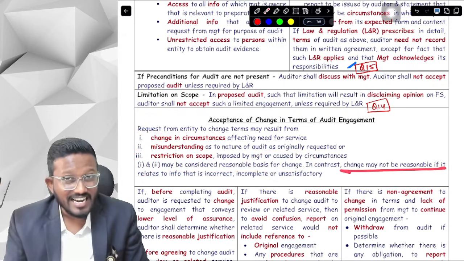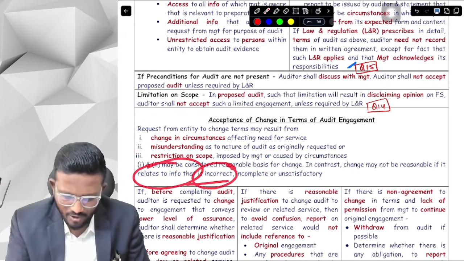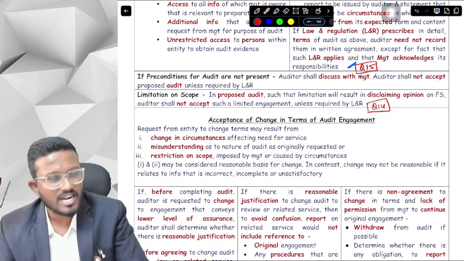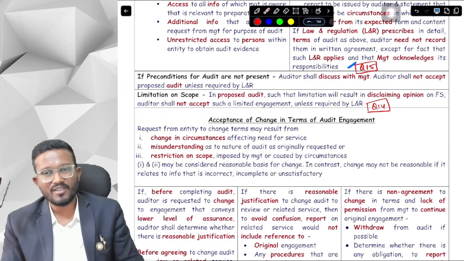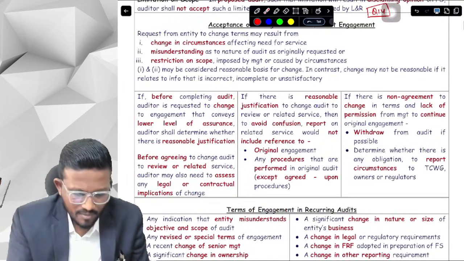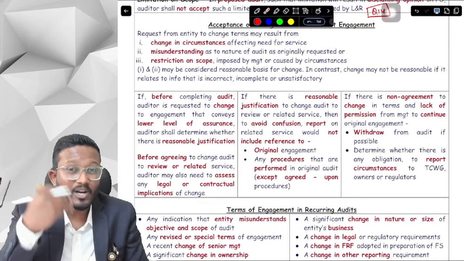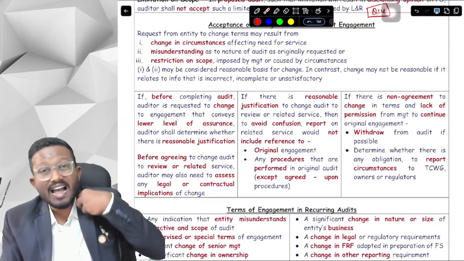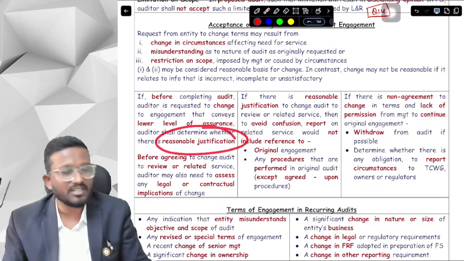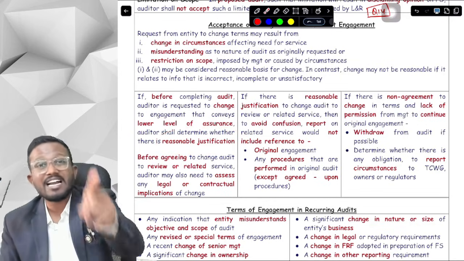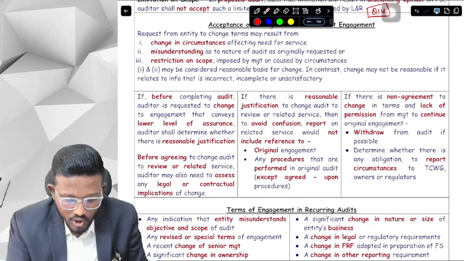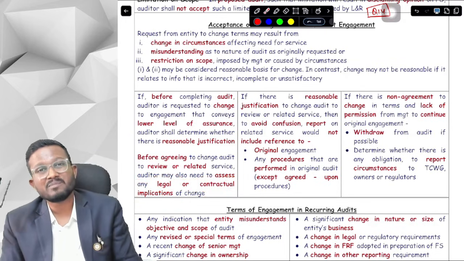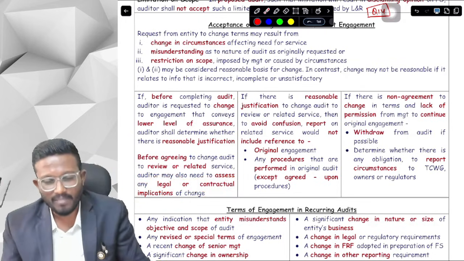In contrast, change may not be reasonable if it relates to any information that is incorrect, incomplete, or unsatisfactory. Then we cannot say that there is a reasonable justification, and we should not accept the change in terms of engagement. Okay, yes sir. Now, if before completing the audit, the auditor is requested to change to an engagement that conveys a lower level of assurance, then we as an auditor should determine whether there is any reasonable justification or not. And before agreeing to change to a lower level of assurance, we should assess whether we have any legal or contractual implications or not. Implications means impact, whether any legal or contractual impact about this or not.